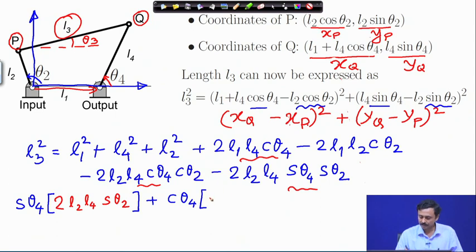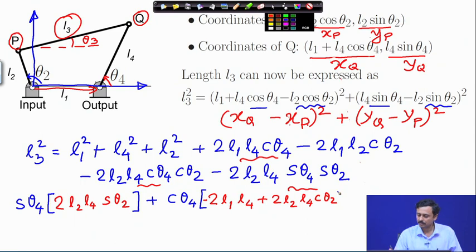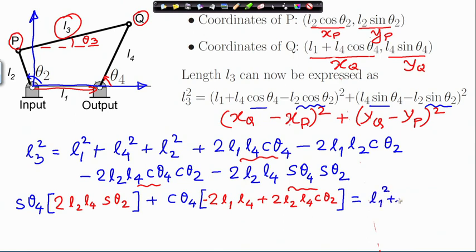So, cos theta 4 times, this will come with a negative sign, 2 L1 L4, and plus 2 L2 L4 cos theta 2, and that is equal to L1 square plus L4 square plus L2 square minus L3 square. I am bringing L3 square to the right hand side, minus 2 L1 L2 cos theta 2. So, this is what I have.